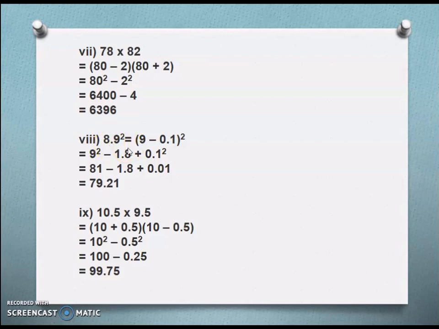Then 8.9 the whole square, it can be written as 9 minus 0.1 the whole square. So this is of the form a minus b the whole square. Then you have 10.5 into 9.5. So you can write it as 10 plus 0.5 into 10 minus 0.5. So this is of the form a square minus b square. And you can solve it.